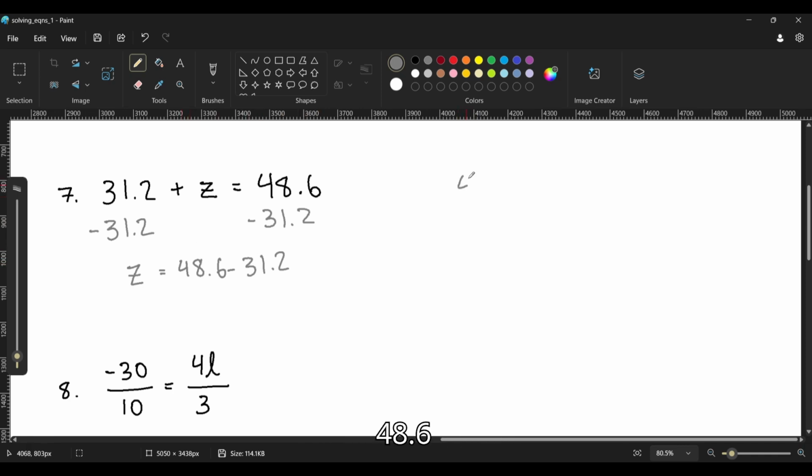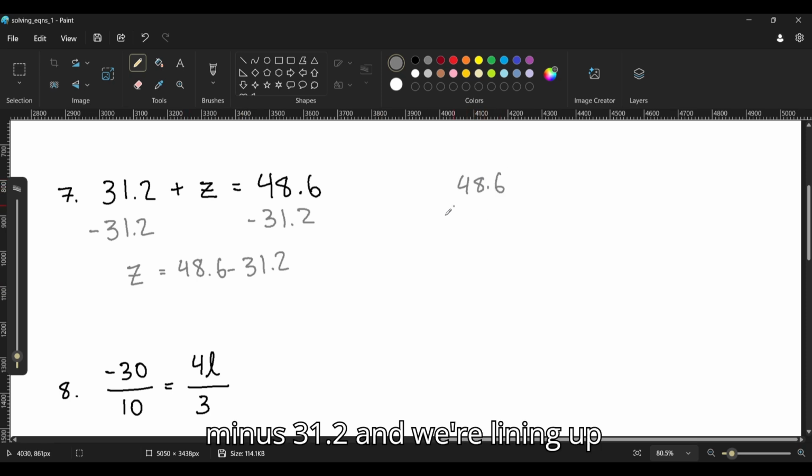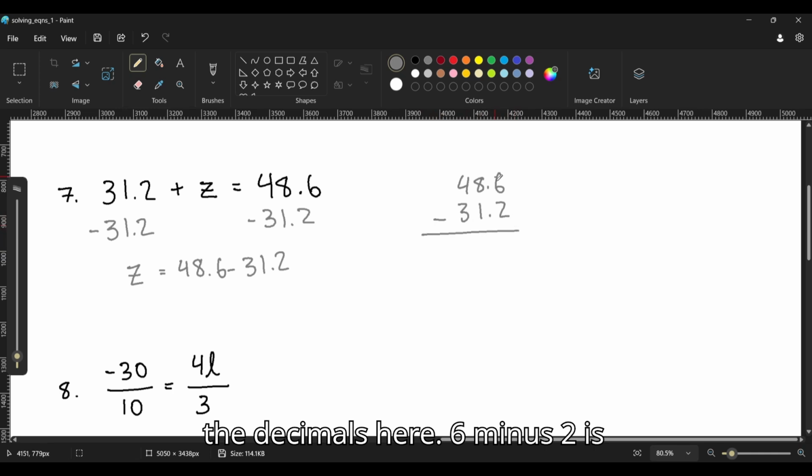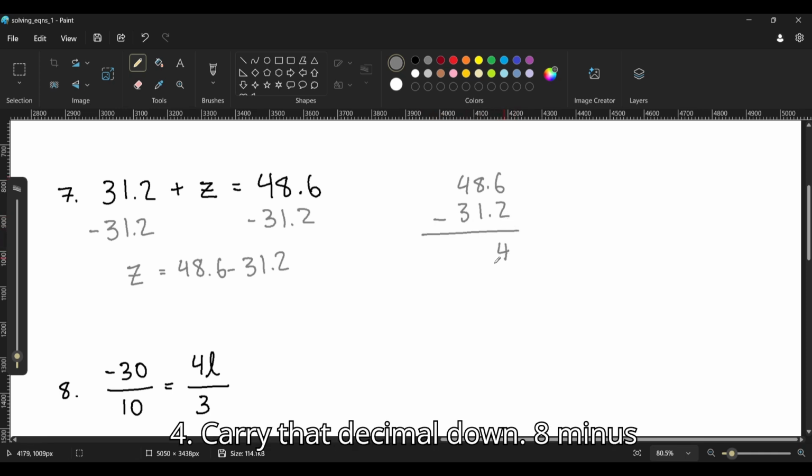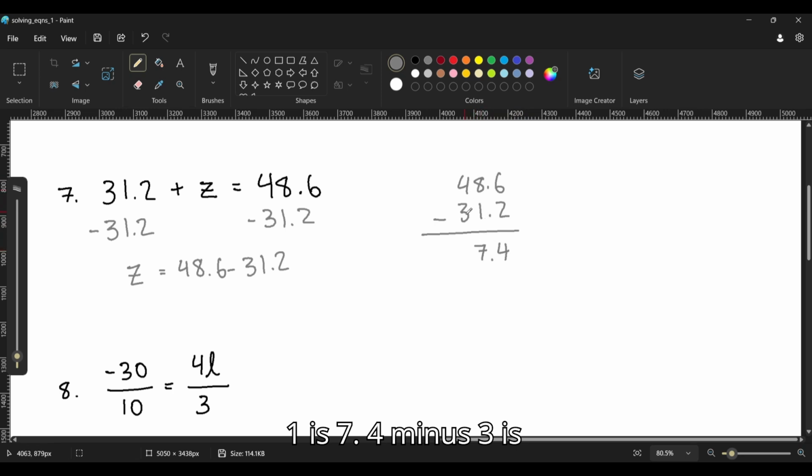Let's do this. So 48.6 minus 31.2, and we're lining up the decimals here. 6 minus 2 is 4. Carry that decimal down. 8 minus 1 is 7. 4 minus 3 is 1. Therefore, z equals 17.4. That's our answer.